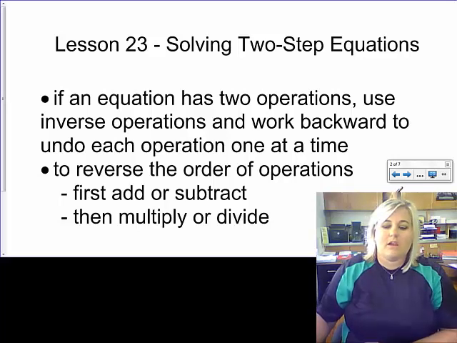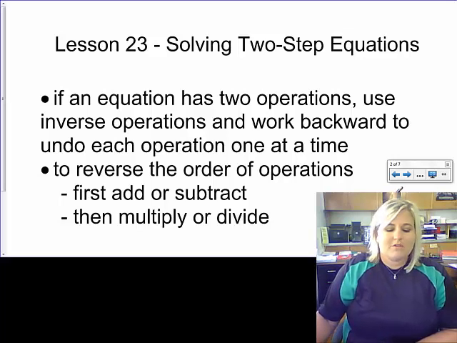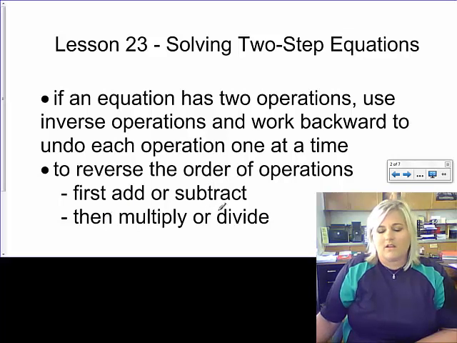Lesson 23, solving two-step equations. If an equation has two operations, use inverse operations and work backward to undo each operation one at a time. We should remember that inverse means that they are opposites and that they undo each other. And to reverse the order of operations, first add or subtract, then multiply or divide. Okay?